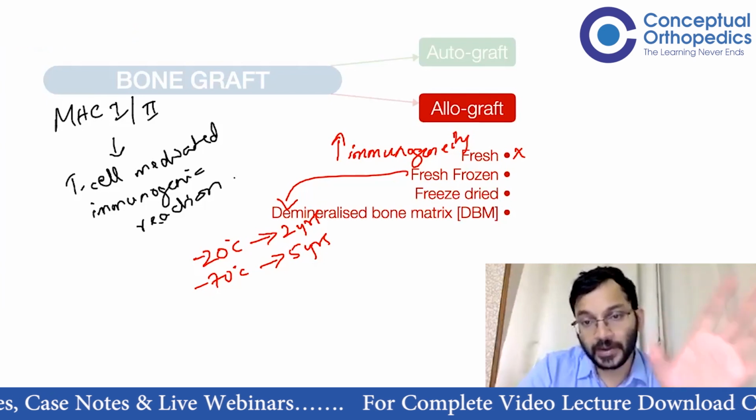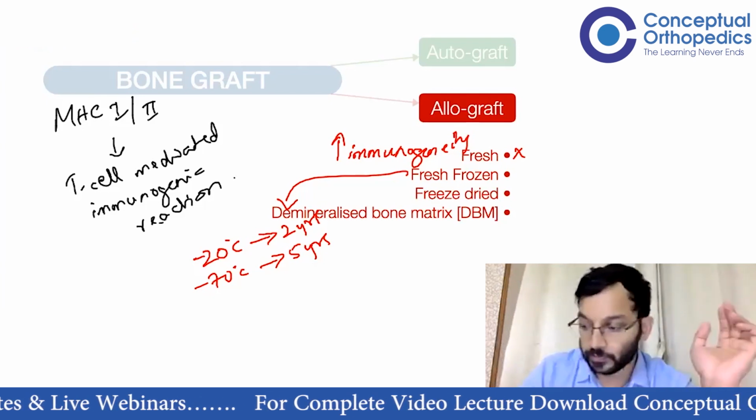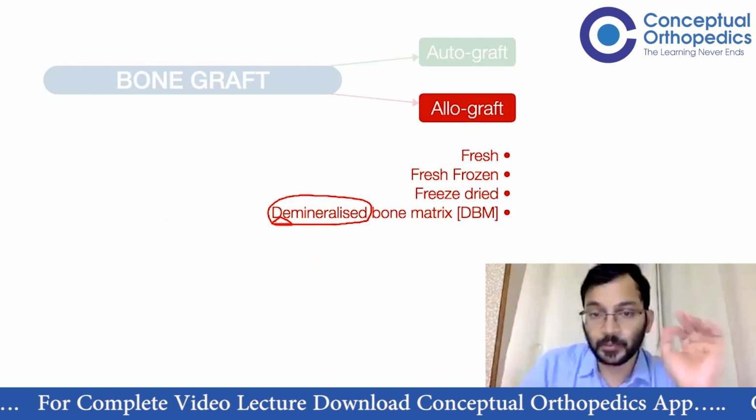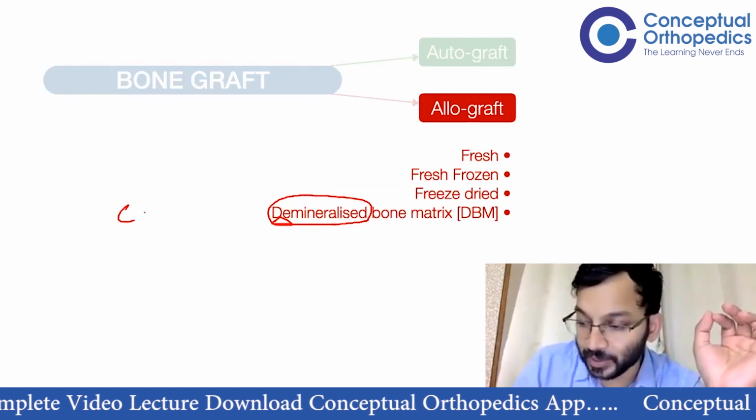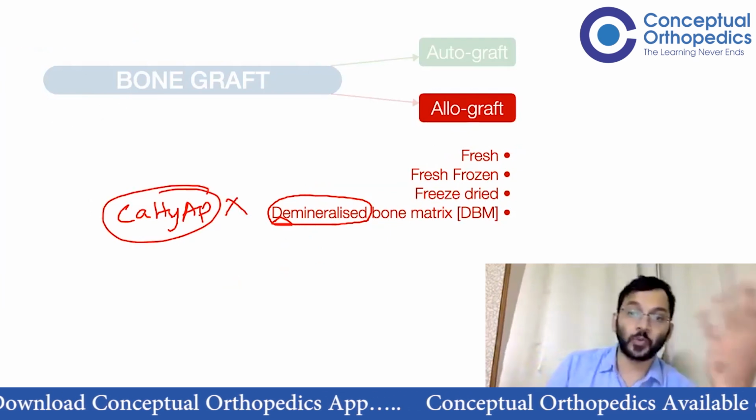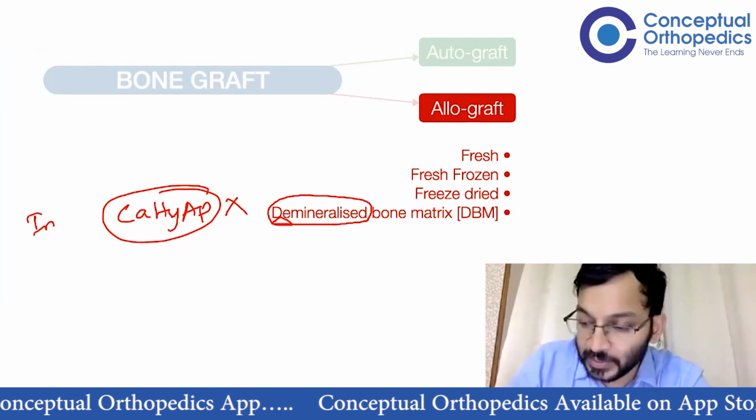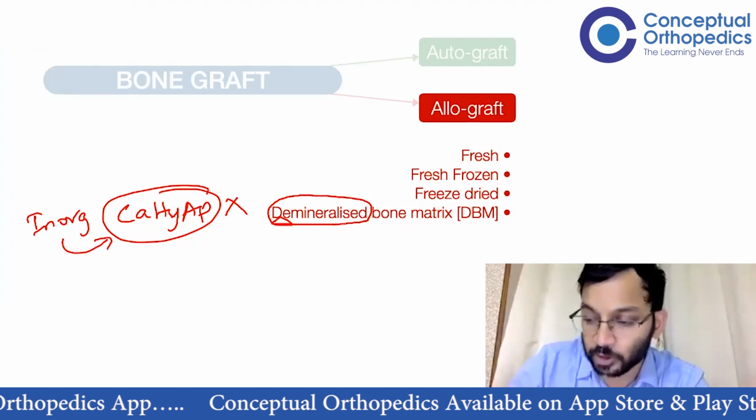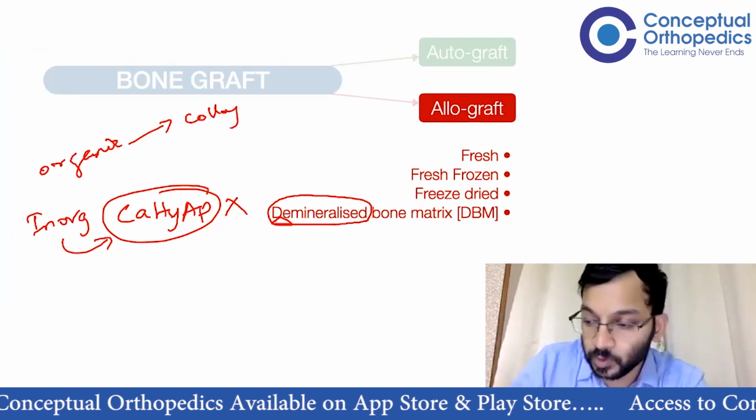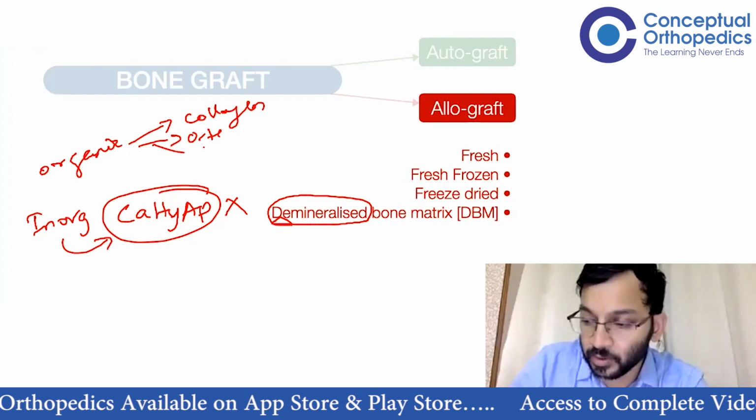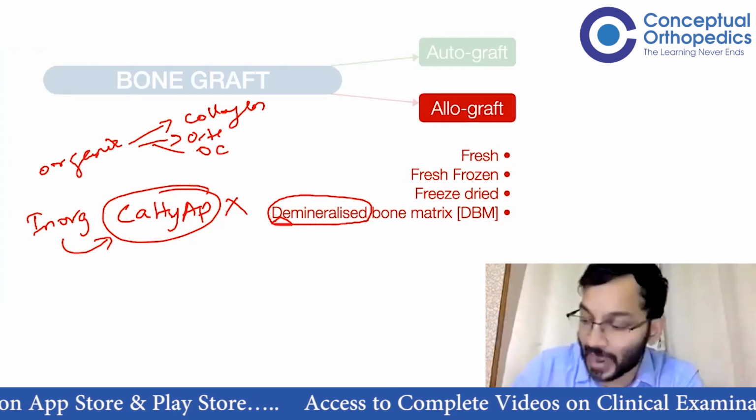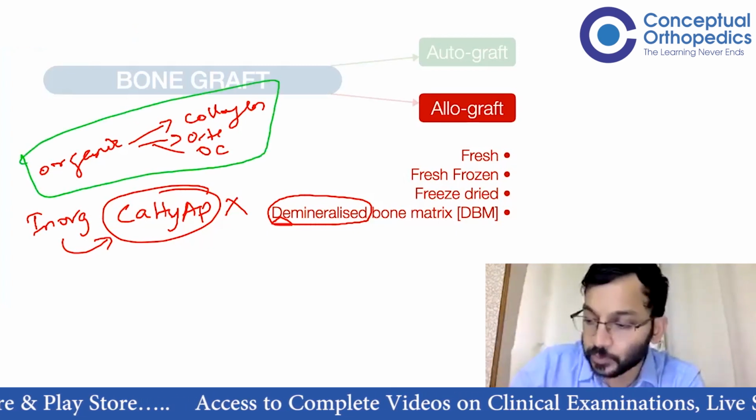bone matrix. Now, demineralized bone matrix means there is no mineral involved. So what is the mineral form of the bone? The mineral form of the bone is calcium hydroxyapatite, and this is not present in a demineralized bone matrix. Apart from the inorganic matrix, which is calcium hydroxyapatite, you have the organic matrix, which is made up of collagen, osteopontin, osteocalcin, all the other non-collagenous proteins, and proteoglycans. All of that are the organic parts, and that is what is present in a demineralized bone matrix.